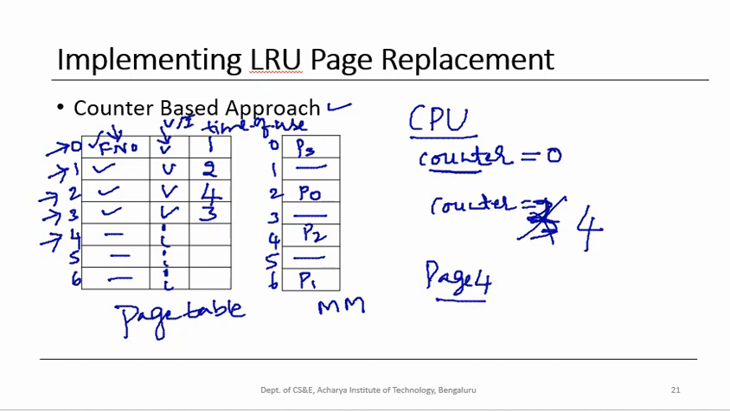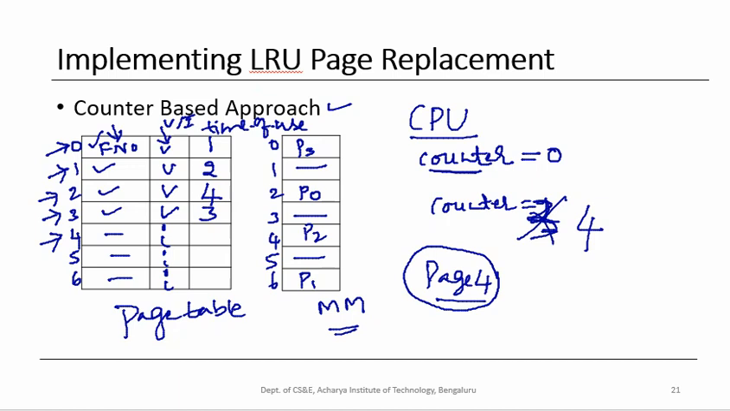How do you know that it is a page fault? You look at the valid invalid bit and this bit is invalid, therefore it is a page fault, which means what? This page is not present in the main memory and it has to be brought from the hard disk. Now one of these pages which are already there in the main memory has to be taken out in order to accommodate this page 4. So this is what is page replacement.